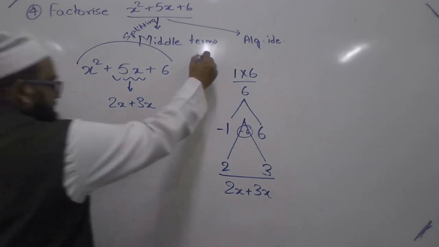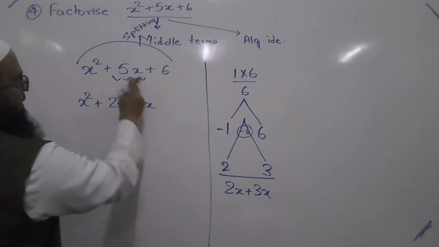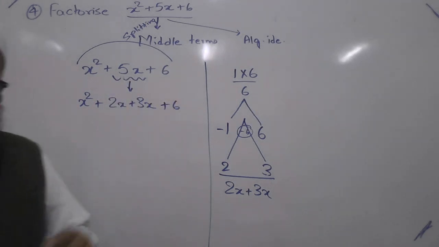So now let us see. Write the remaining one: x square plus 2x plus 3x plus 6. So let me remind you what to do.